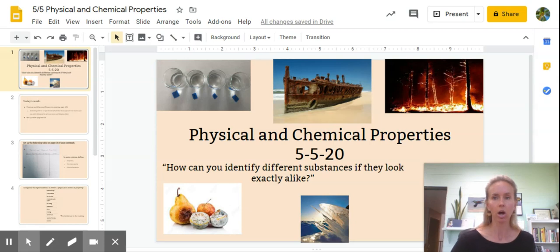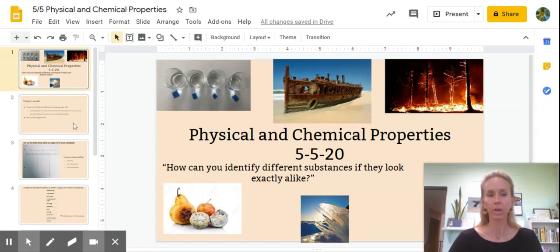So things like oxidation or rusting, flammability, the state of matter, whether it's in a solid or liquid or gas state, or perhaps even if it is a decomposing fruit.